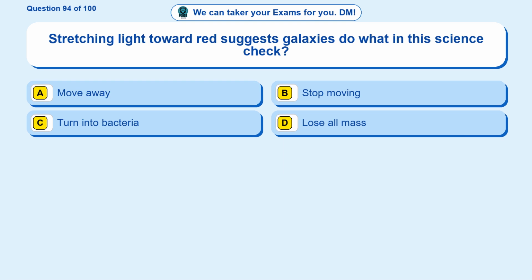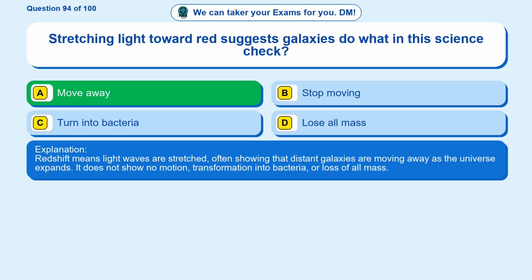Question 94. Stretching light toward red suggests galaxies do what in this science check? Option A, move away. Option B, stop moving. Option C, turn into bacteria. Option D, lose all mass. The correct answer is option A. Move away. Redshift means light waves are stretched, often showing that distant galaxies are moving away as the universe expands. It does not show no motion, transformation into bacteria, or loss of all mass.